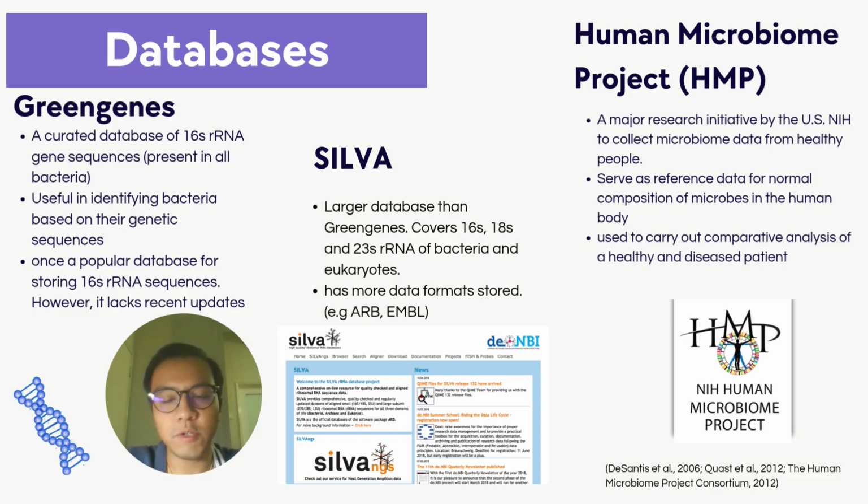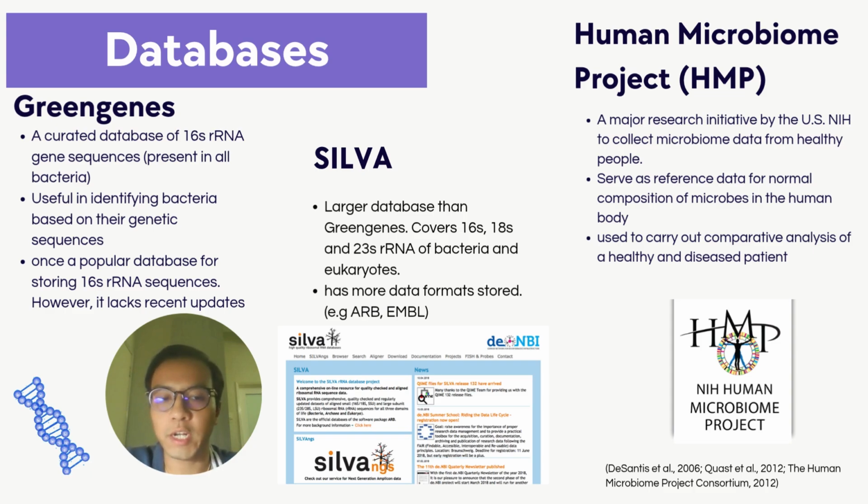So now let's look at some of the databases that can be used for gut microbiome analysis. First, we have Greengenes, a curated database of 16S rRNA gene sequences. What is 16S rRNA, you might ask? Well, it's a specific gene that is present in all bacteria and is highly conserved, which is why scientists use it as a universal marker. Therefore, we can say that Greengenes is useful for identifying bacterial genetic sequences.